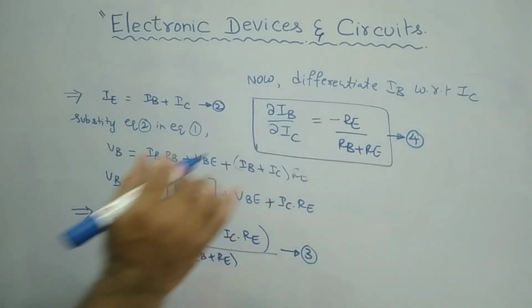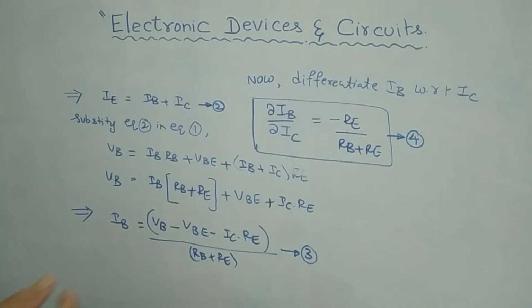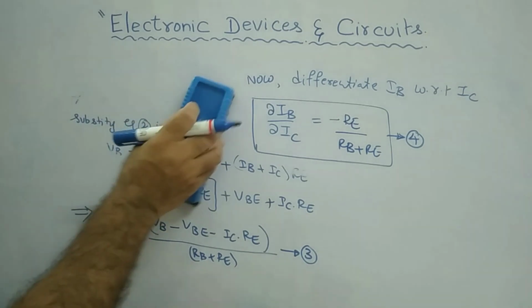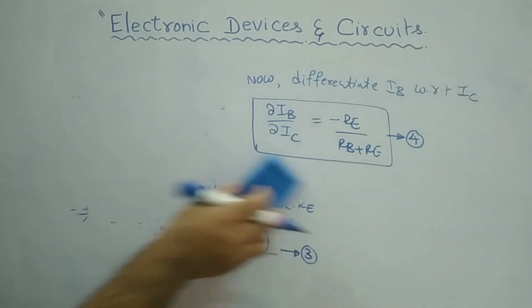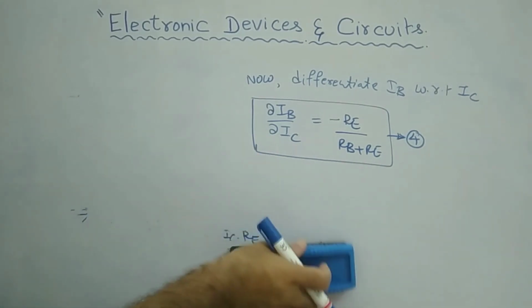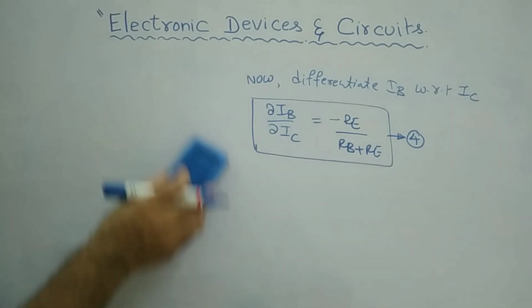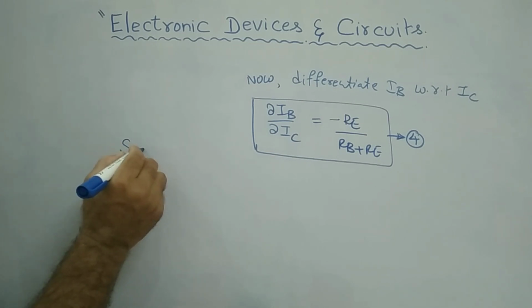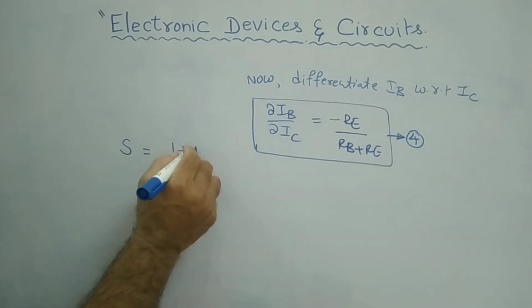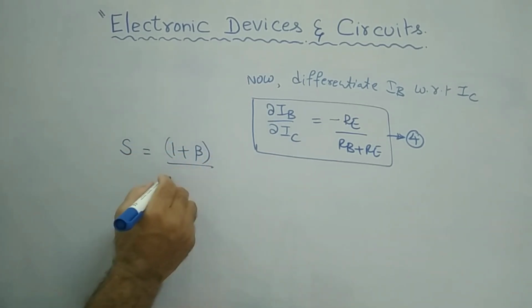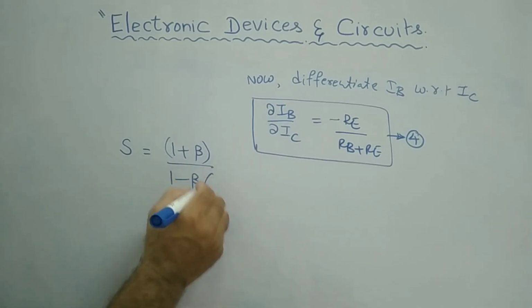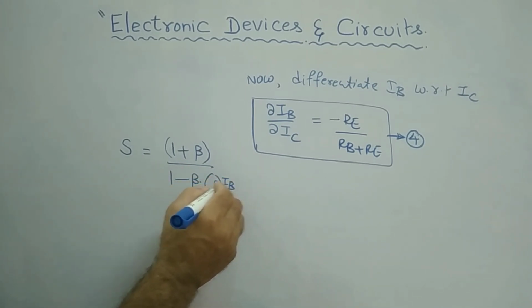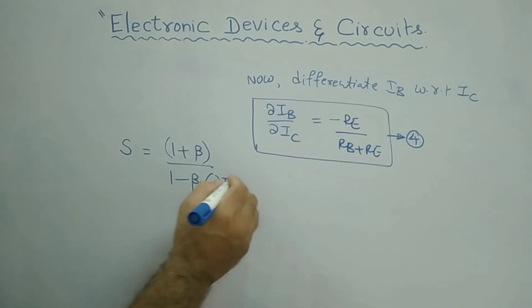Now, the problem is over. Now substitute this dou IB by dou IC, equation number 4, in our standard definition of the stability factor. What is the stability factor formula? It is S equal to 1 plus beta by 1 minus beta into dou IB by dou IC. This is my formula.